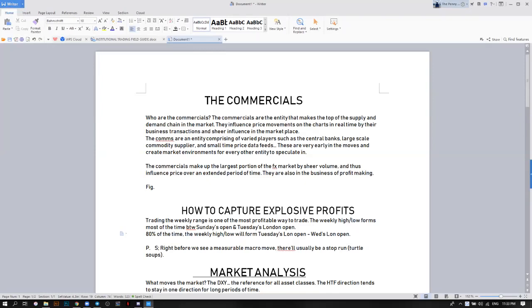So they influence price movements on the charts in real time via business transactions and share influence in the marketplace. Okay, so the commercials, short for comms, are an entity comprising varied players, such as the central banks, large-scale commodity suppliers, and small-time price data feeds. So they are very early in the moves and create the market environment for every other player in the marketplace.